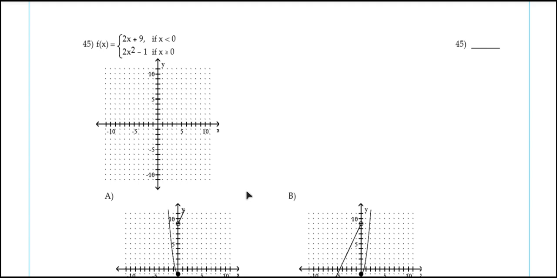Question 45 is looking for a graph. It says that it looks like this line, 2x plus 9, when x is less than or equal to 0, and it looks like this parabola, 2x squared minus 1, if x is greater than or equal to 0. I like to try to do a sketch of these and then match it. This graph of 2x plus 9 would normally have a y-intercept of 9, which would be here. I'm going to leave that as an open circle, though, because this is a strict inequality.